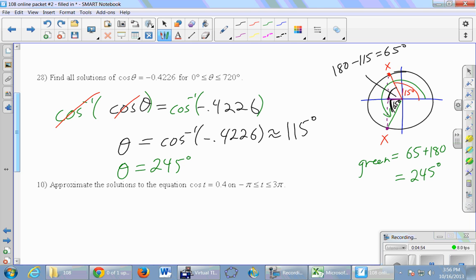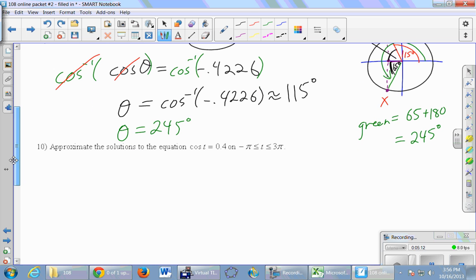And then we know that we have two infinite families of answers based on these two different angles, 115 and 245. And so all we'll do is add 360 as many times as we please to each of these things. And we're just trying to get up to 720. So it feels like we're just going to add 360 once to each of these guys, and we'll have our answers.